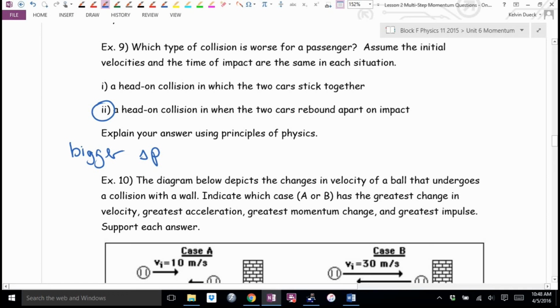Bigger impulse, bigger change in momentum. And remember, we said change in momentum is force times time. What does the question say about the time of impact for each situation? The same. So how can I get a bigger impulse? If t can't get bigger, which variable in that equation has to get bigger? Force. Bigger force. Okay?